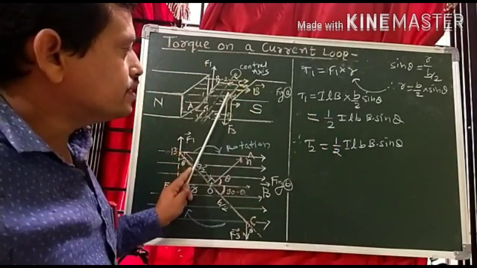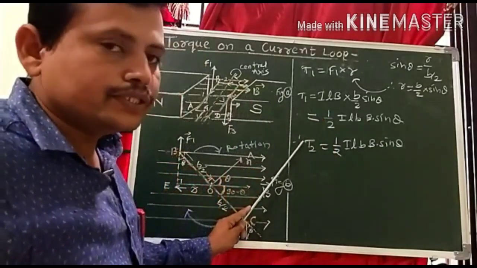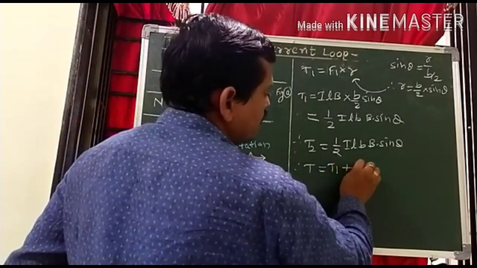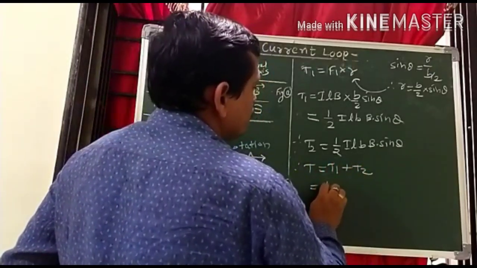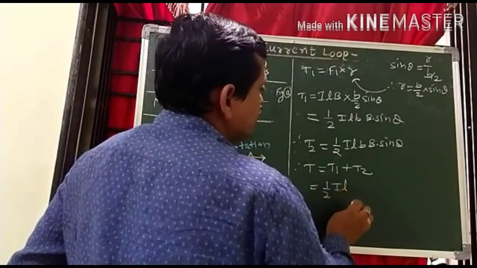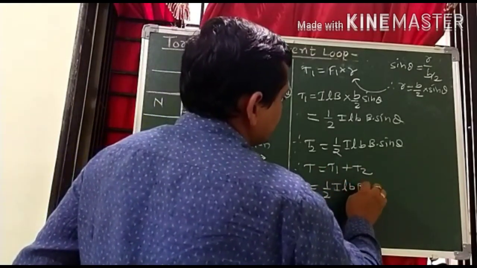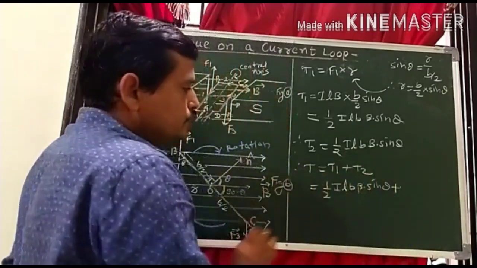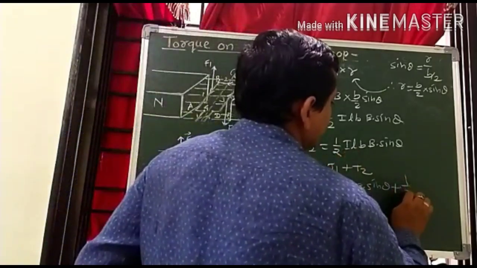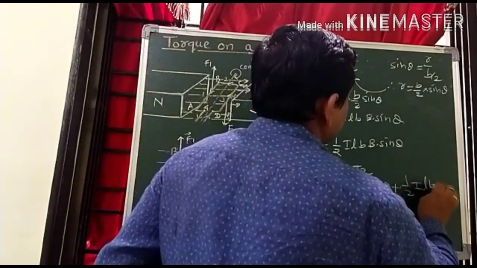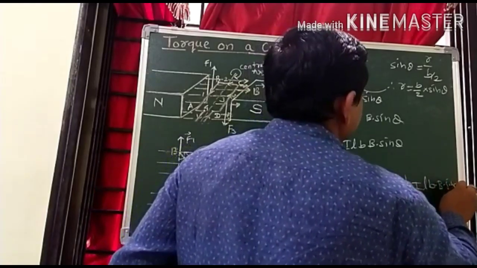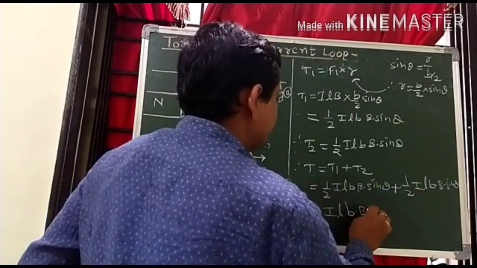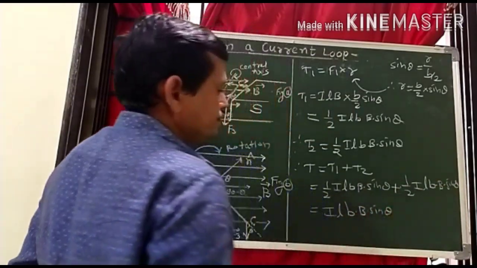The total torque acting on the coil ABCD will be equal to the addition of these two torques, and therefore total torque acting on the loop is equal to torque 1 plus torque 2. This is equal to 1/2 I into small l into small b multiplied by capital B into sin theta, plus 1/2 I small l small b capital B sin theta, and this is nothing but I into small l into small b into capital B sin theta.